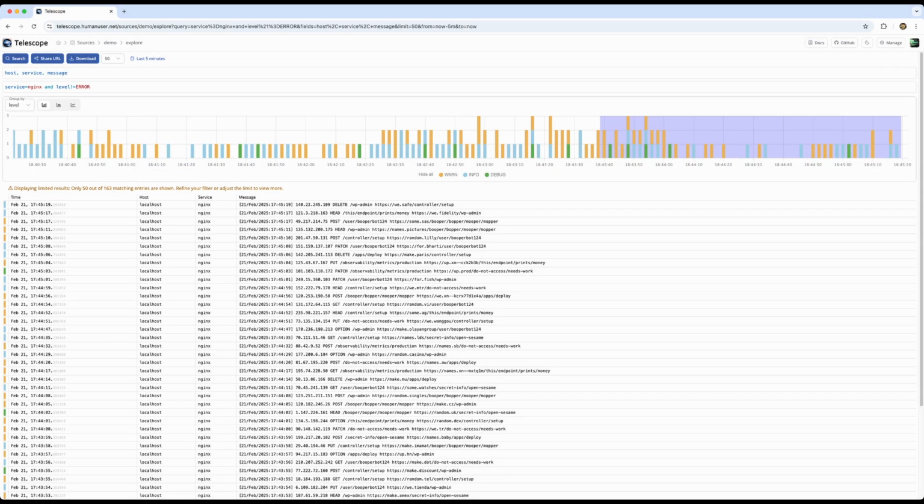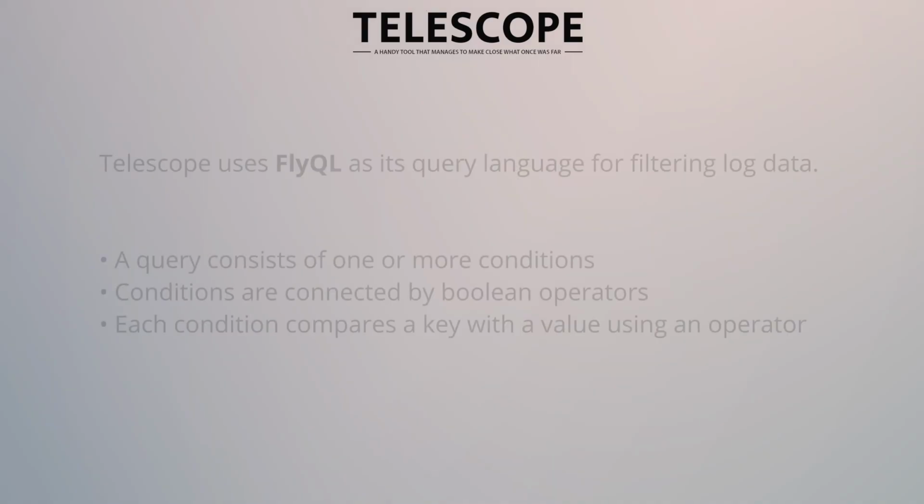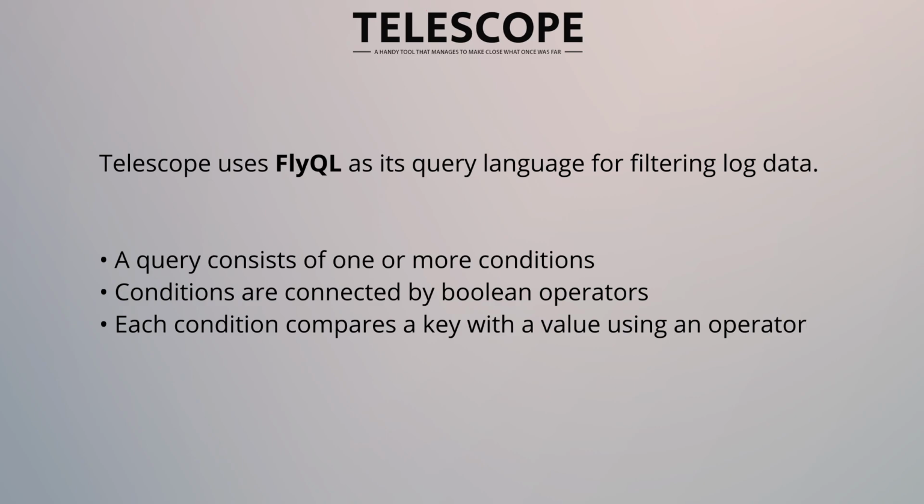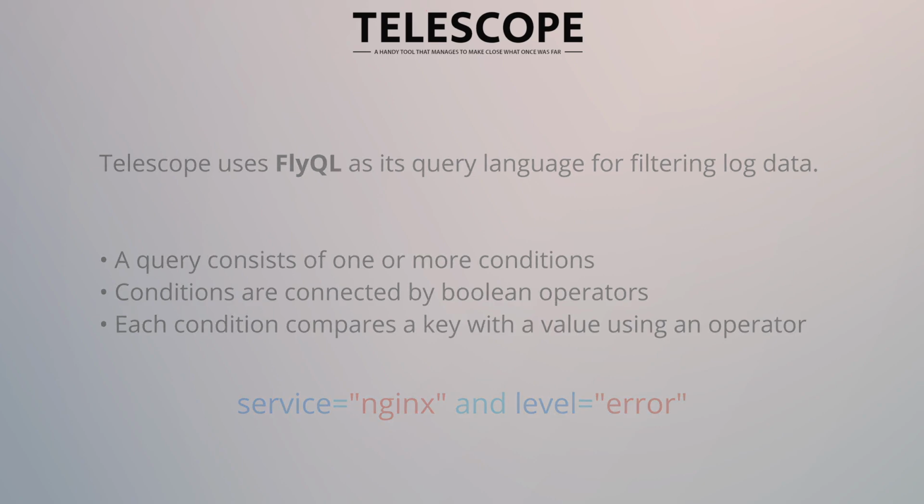Now that we've covered the interface and its key components, let's talk about how queries work in Telescope and how we can filter log data. Telescope uses FlyQL as its query language for filtering log data. FlyQL is designed to provide a balance between flexibility and simplicity, allowing users to construct powerful queries without needing to write raw SQL. A query consists of one or more conditions connected by Boolean operators. Each condition compares a key with a value using a specific operator.